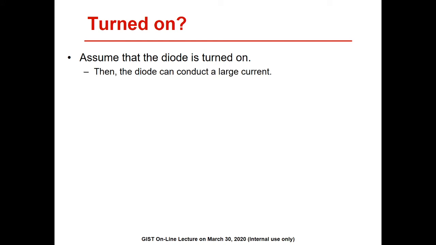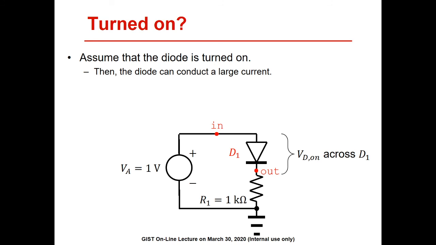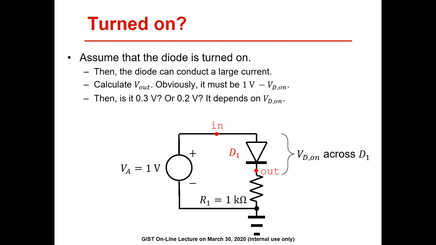Then, the diode can conduct a large current. But the voltage across the diode cannot exceed V_D,on. Therefore, V_out must be 1 volt minus V_D,on. Then, is it 0.3 volt or 0.2 volt? It depends on V_D,on, and usually the problem specifies its value.